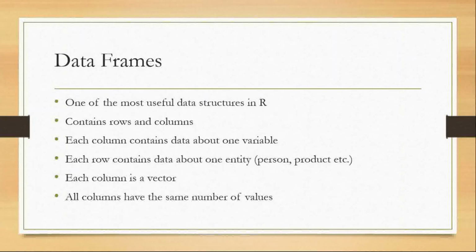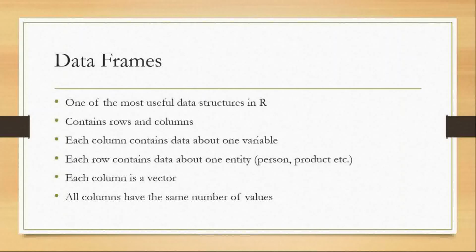So data frames are nothing but tables. So you know how a table looks like. A table will have n number of rows and n number of columns. Obviously, each column will be of a different data type, and each row will contain values of a particular entity. So let's say details about a person, details about a product, etc.